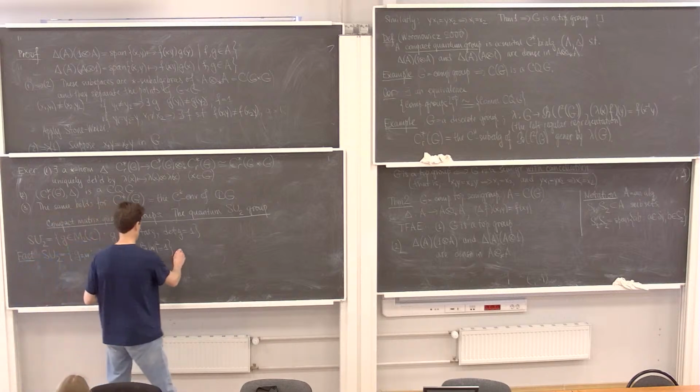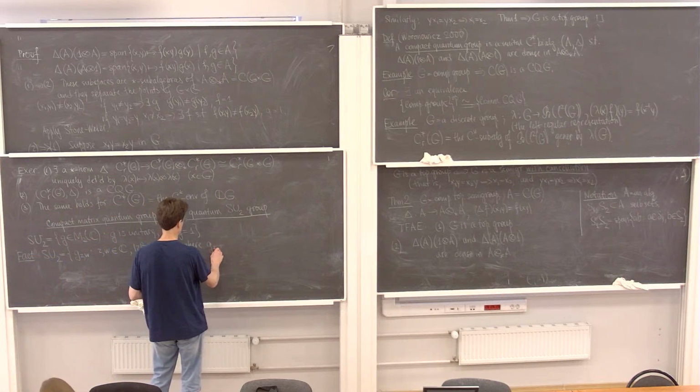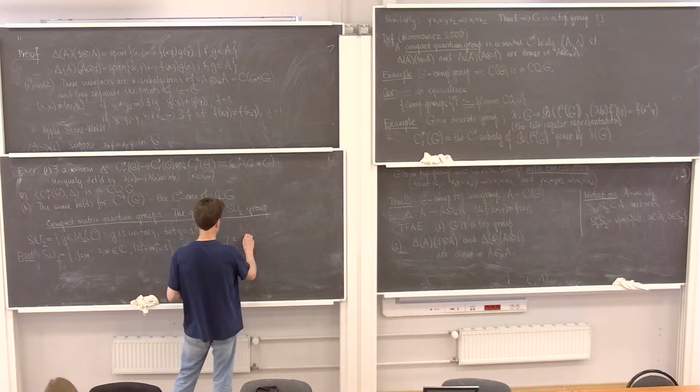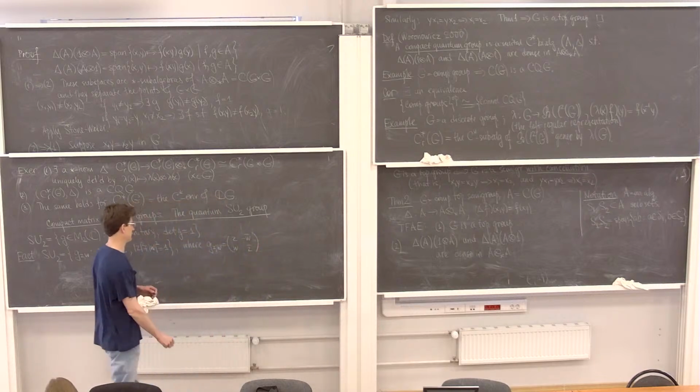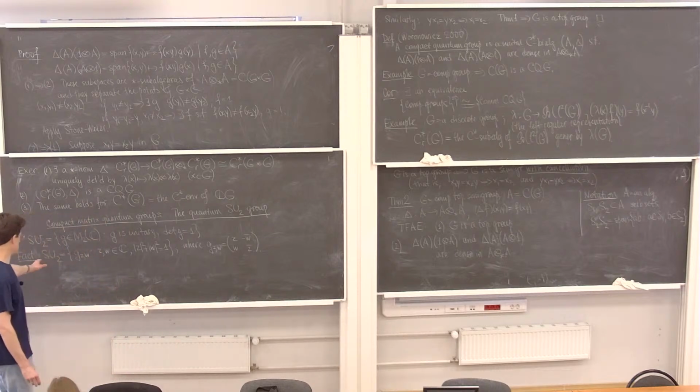And g_{z,w} is the matrix of the following form: z, w, minus w bar, z bar. So topologically, SU2 is just the three-dimensional sphere. This follows from this equation.